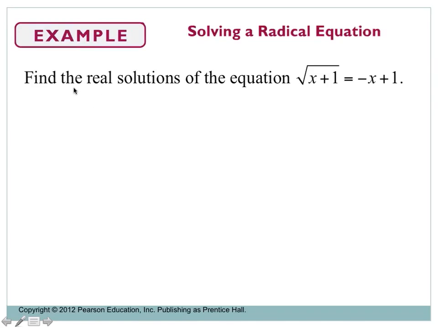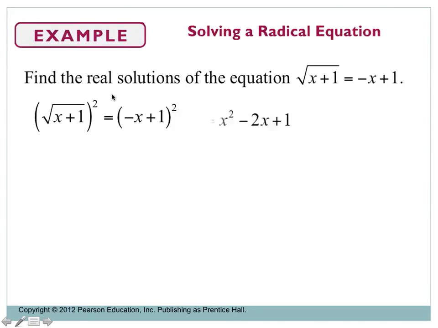All right, let's look at this one here. Let's say we have the square root of x plus 1 equals negative x plus 1. The square root is already by itself, which is good. So in order to get rid of it, we need to square both sides. Now, don't be tempted to just square the left-hand side. If you square the left-hand side, you also have to square the right-hand side.